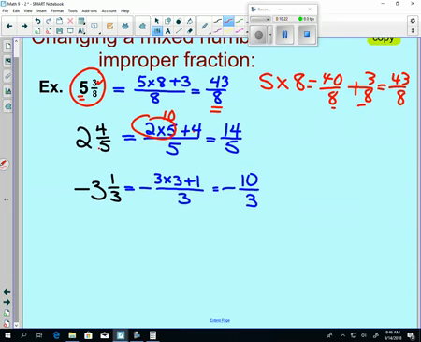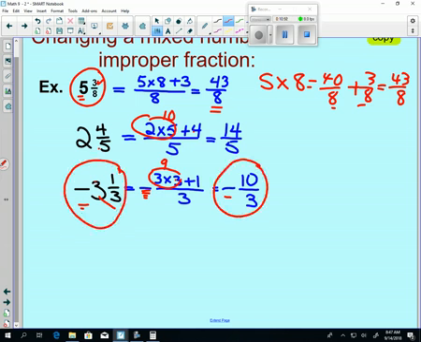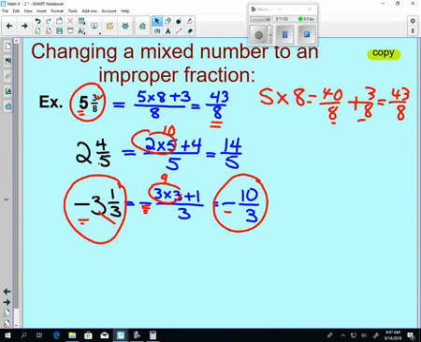These two were positive. If we have a negative one, negative 3 and 1/3, we are going to take 3 times 3, the whole number times the denominator, which is 9, and then we add the 1, becomes 10. But remember, there's a negative sign here, so we have to keep the negative sign. So the answer becomes negative 10 over 3. So negative 3 and 1/3 becomes negative 10 over 3. That's how we change from a mixed number to an improper fraction.